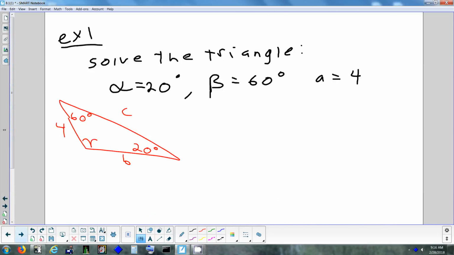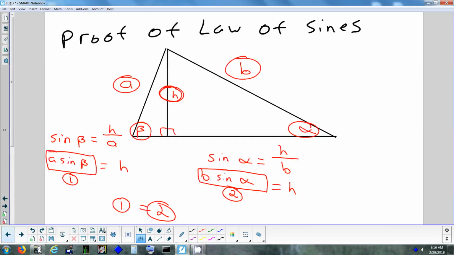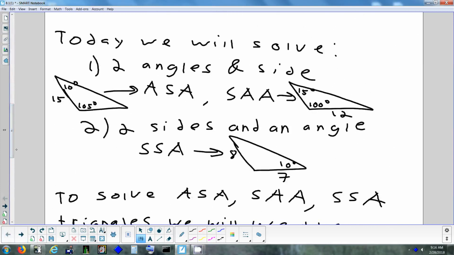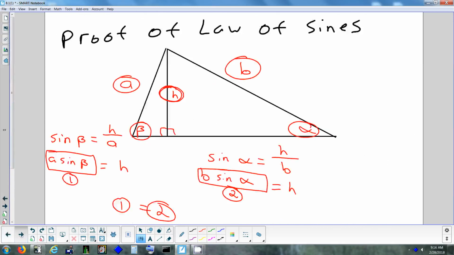Yeah, it's a side, angle, angle. Or if you said angle, angle, side, same thing. So look at your chart, or look at your notes. Side, angle, angle. It's that type right there. That's one of the types we should use law of sines for.